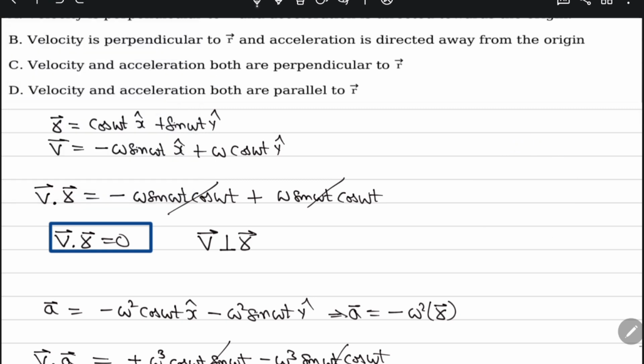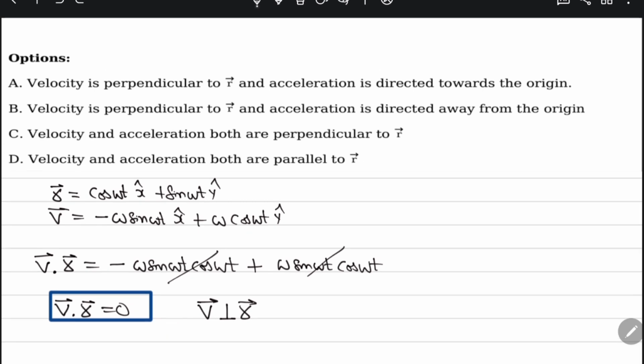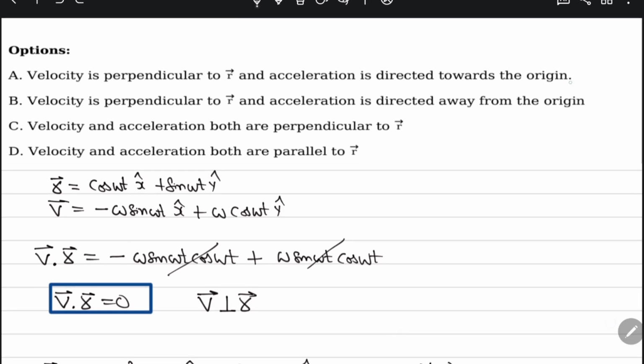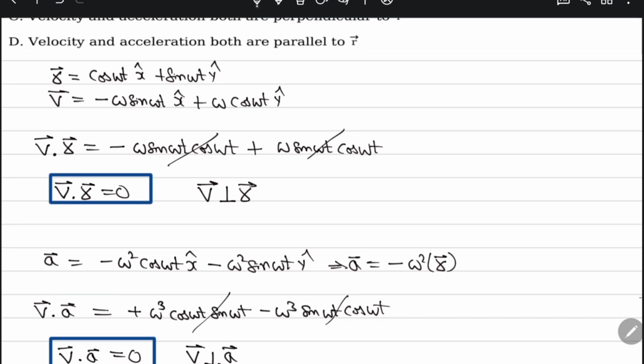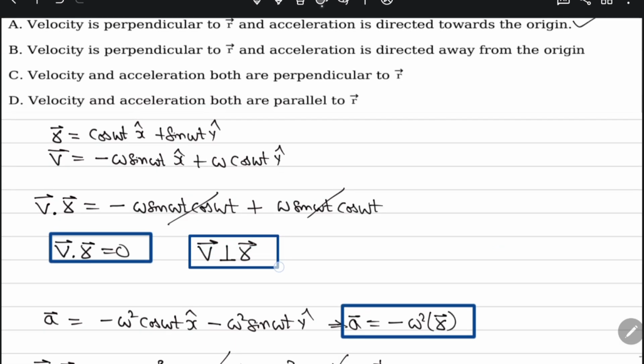Just 1 minute. So which option is correct? Velocity is perpendicular to r vector, so the first option is correct. You see that this acceleration is also directed towards the origin and velocity is perpendicular to r vector. So the first option is correct.